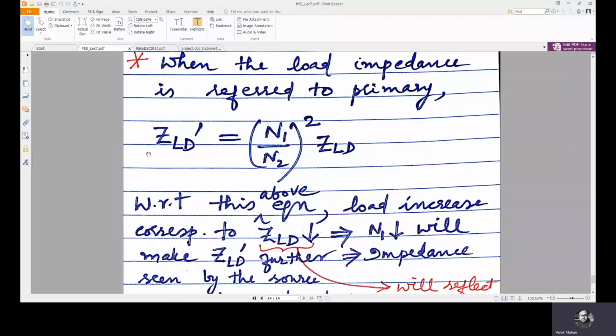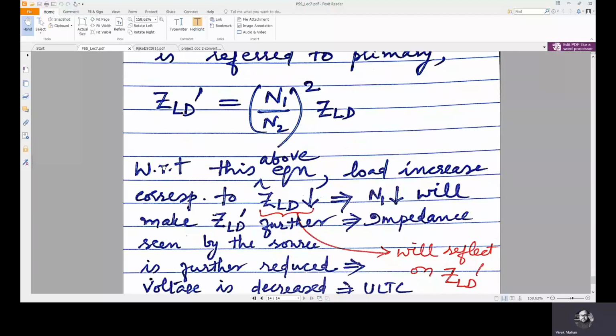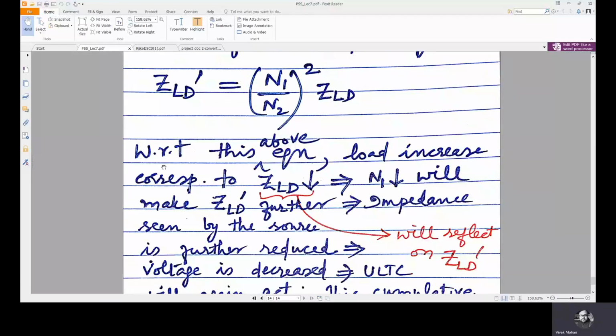When the primary referred impedance is reduced, what will happen? What is the effect of that? The impedance seen by the source is further reduced. When the impedance seen by the source is further reduced, the voltage is further decreased. Then again this reduction is sensed by the ULTC and it further varies the N1 value, which will again reduce the ZLD dash value. So this is a cumulative process.